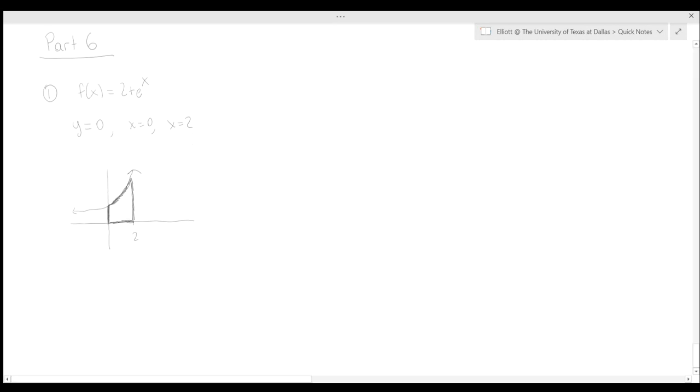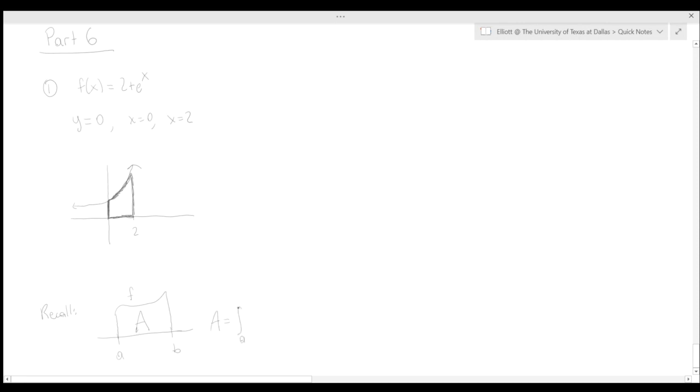And what you guys have learned about definite integrals is that if you've got a graph of some function over some interval a to b, and you want to find the area underneath the graph and above the x-axis, you've learned that you can calculate this area just by calculating the definite integral from a to b of your function. Okay?